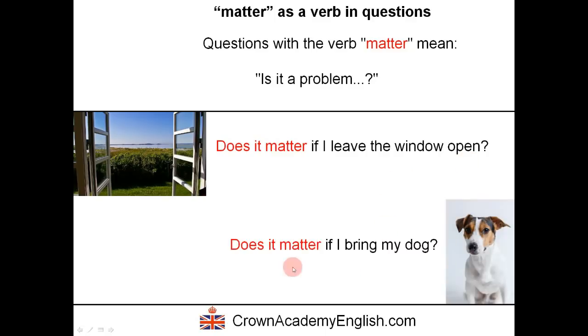And another example. Does it matter if I bring my dog? So again we have does it matter and then an if clause. If I bring my dog. So again, this means, is it a problem if I bring my dog? So it's another way of asking, can I bring my dog? Can I leave the window open? Okay.